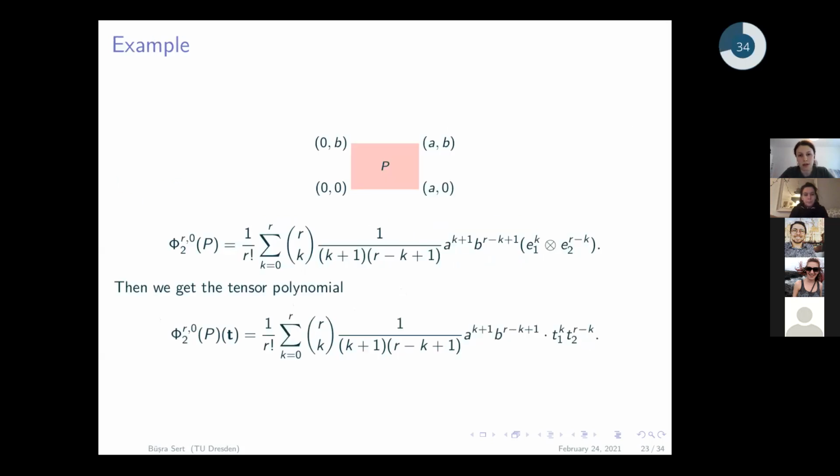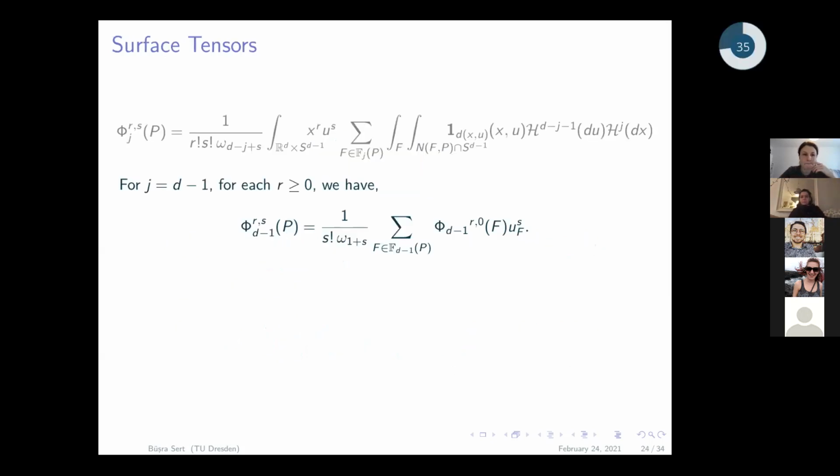So that was all for the volume tensors. For volume tensors, we have a way to write a generating function and to obtain entries of the tensors. And we wanted to see what happens when we consider actually surface tensors, so when we are in the case where J is D minus 1.